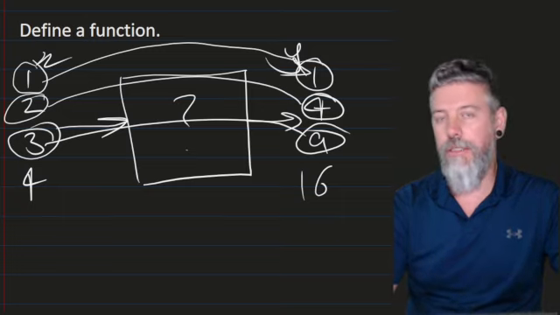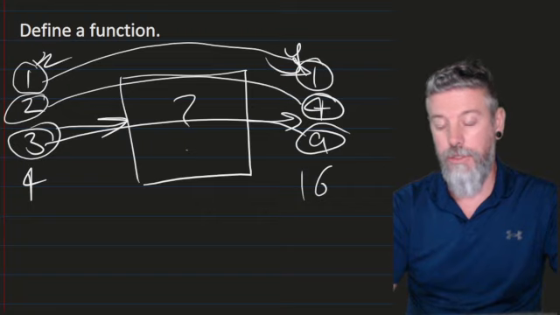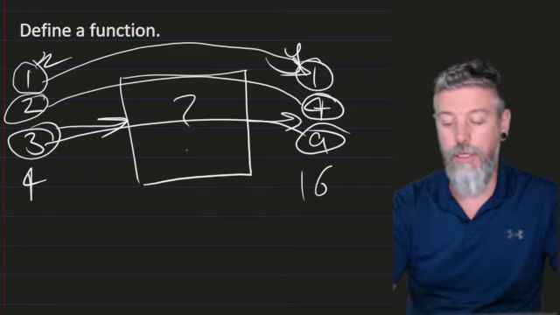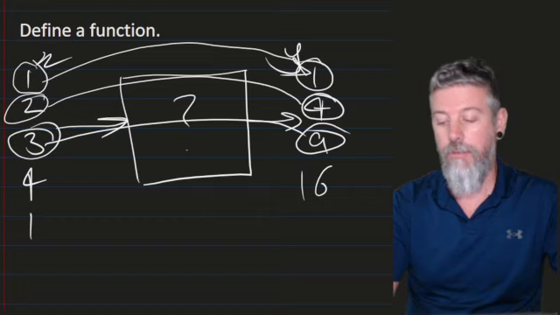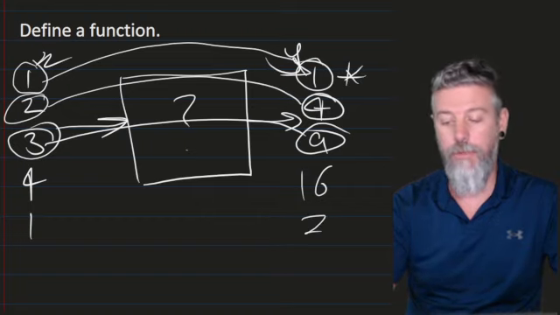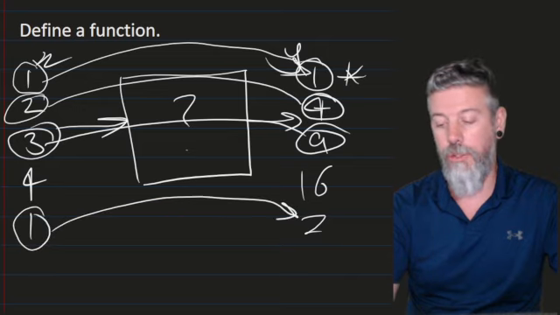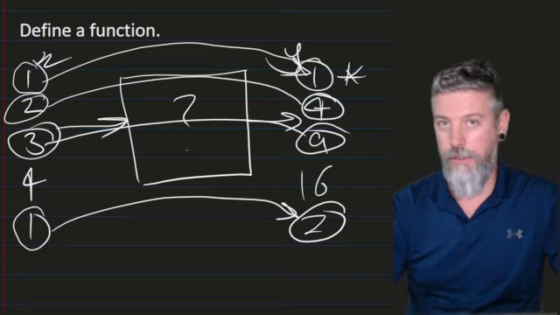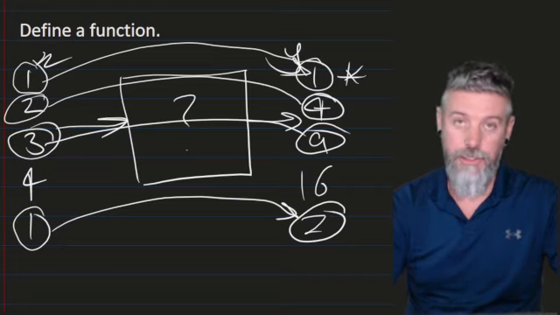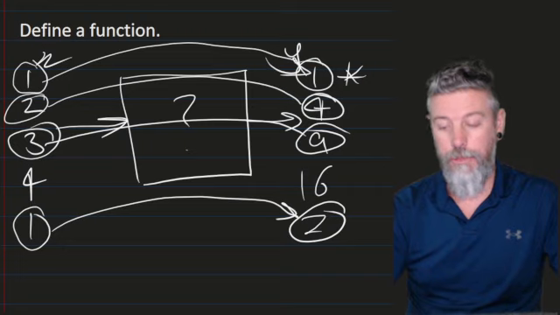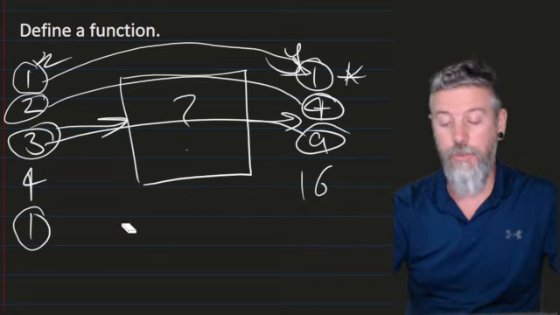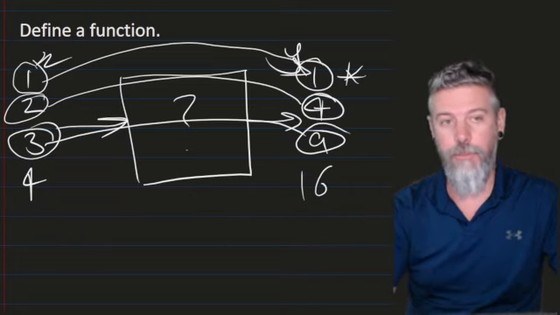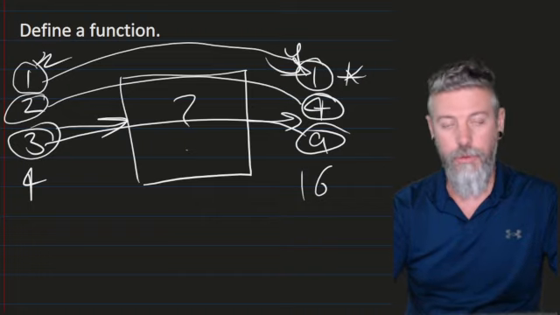But I could change this to not be a function. I could make it a relation by putting the number 1 in again, but then getting a different answer out to last time. What if I put the number 1 in and got the number 2 out? Okay, so if this happens, this is a relation or a relationship. It's not a function.